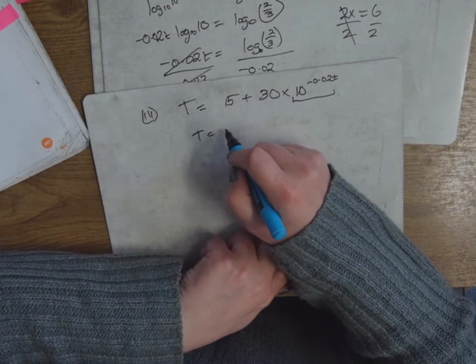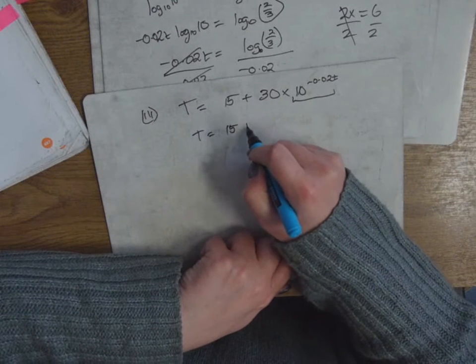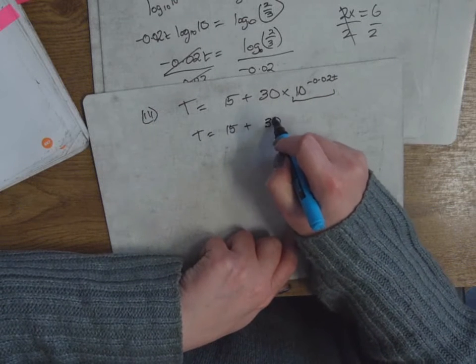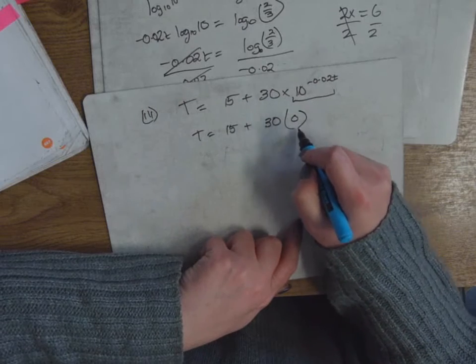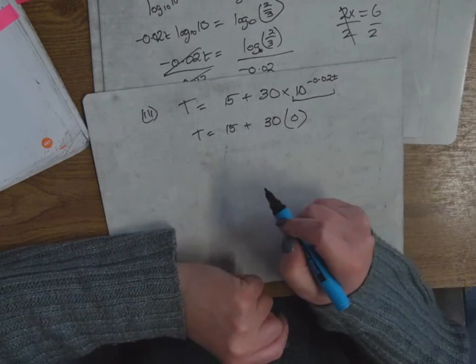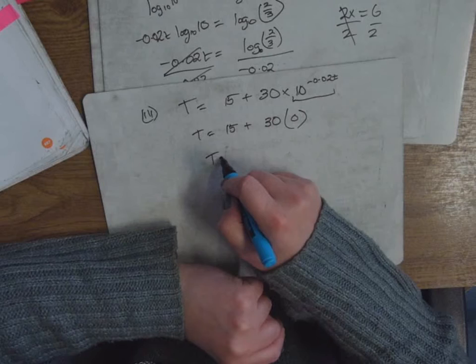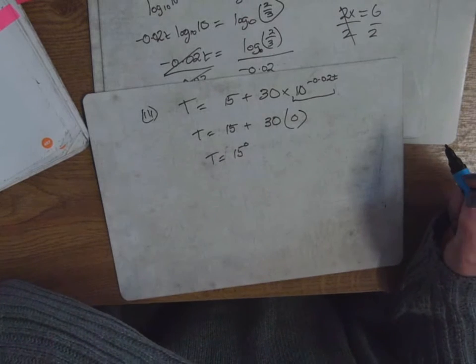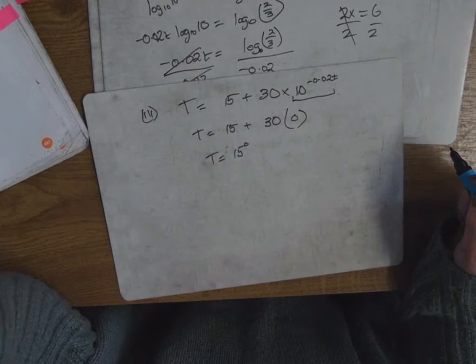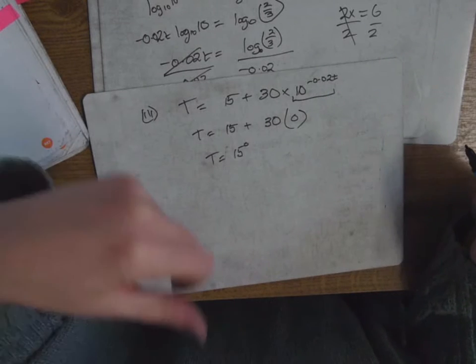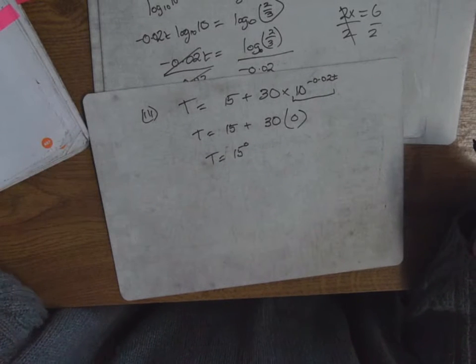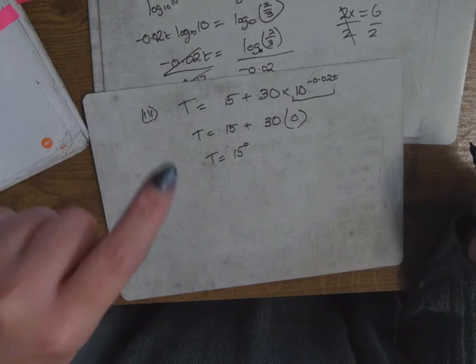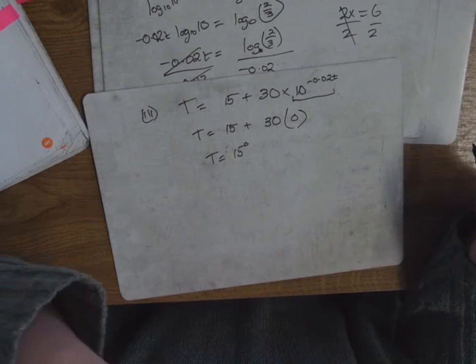So the temperature is heading for 15 plus 30 multiplied by 0. Agreed? So that means the temperature is equal to 15 degrees. Room temperature is 15 degrees, so it's going to cool until it gets to 15 degrees. Eventually it'll get to 15 degrees and that's as far as it'll go.